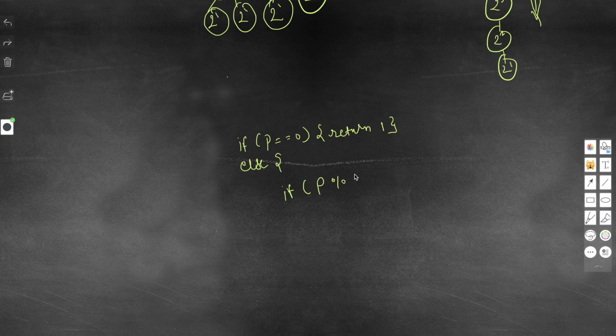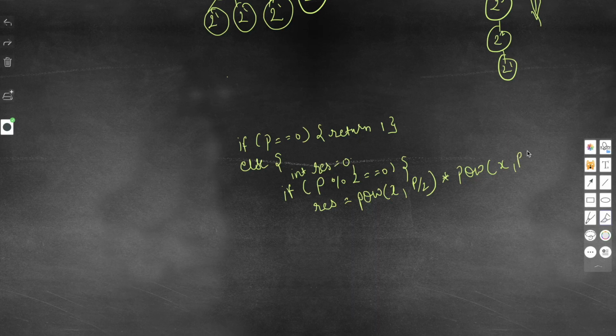Else, I need to check if power modulo 2 equal to 0, then I will make one variable, result, and assign it the value of power of x as it is and p divided by 2, multiplied by power of x as it is and p divided by 2.